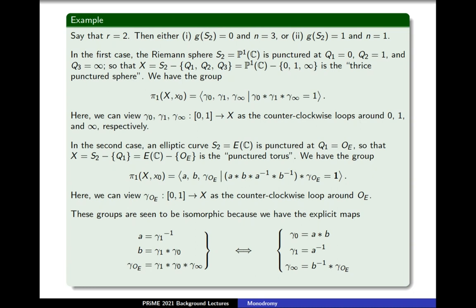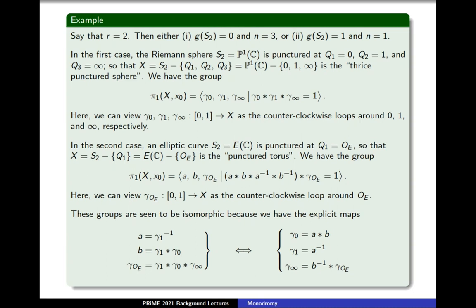Okay, now let's suppose that R is 2. Then either, first, the genus of S2 could be 0, and the number of punctures, little n, could be 3. Or the second case, we could take the genus of S2 to be 1, and the number of punctures, little n, to be 1. So in this first case, we're taking the Riemann sphere and puncturing it at 3 points. Let's take them as Q1 is 0, Q2 is 1, and Q3 is infinity.